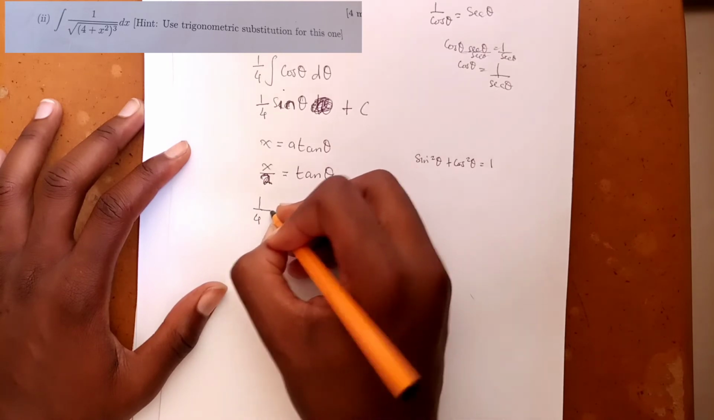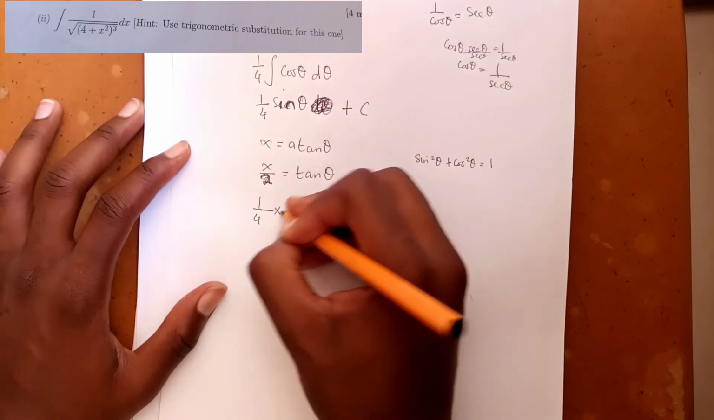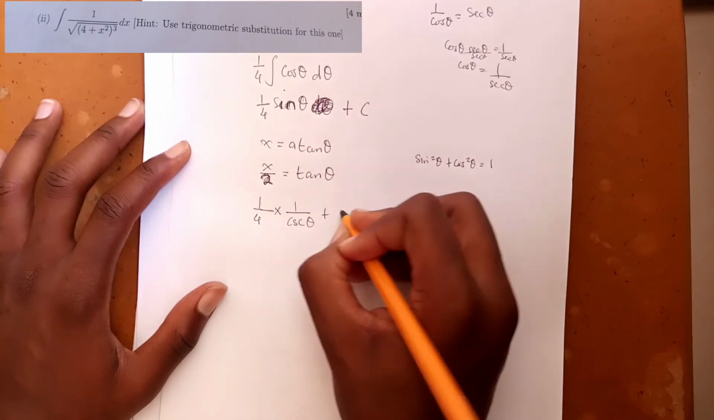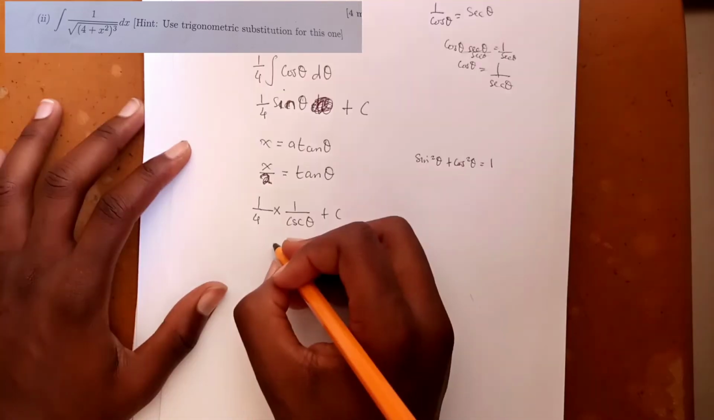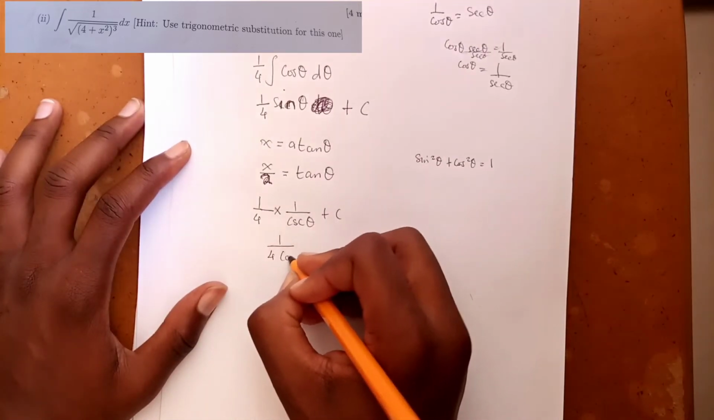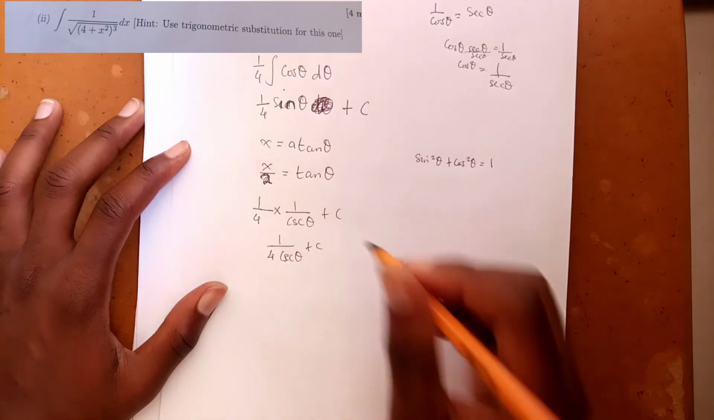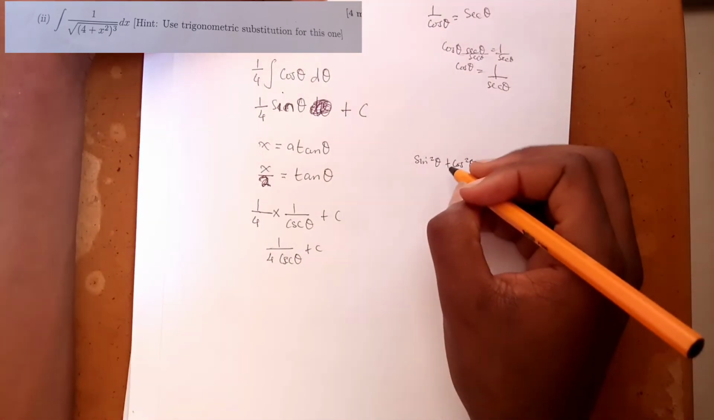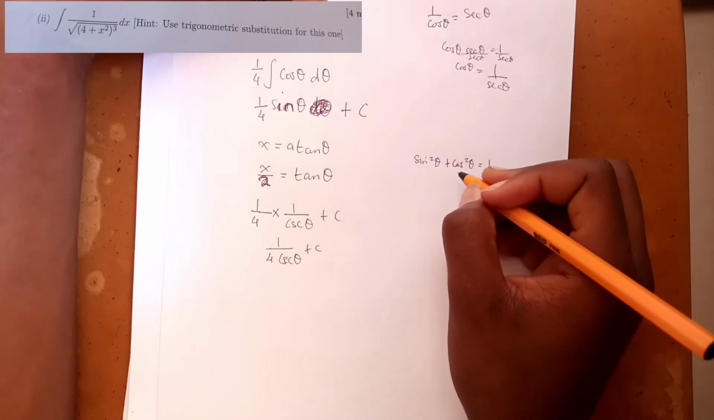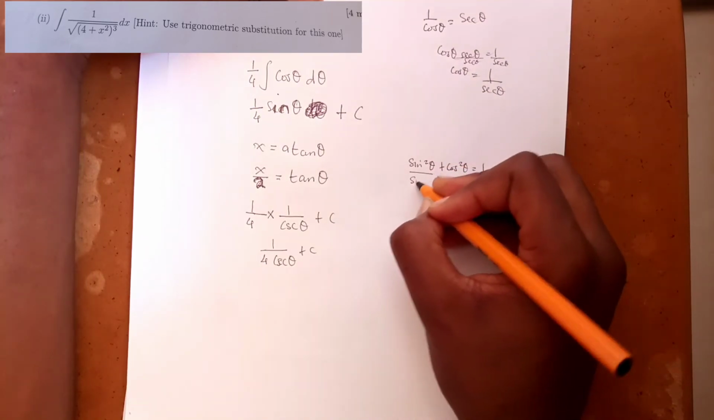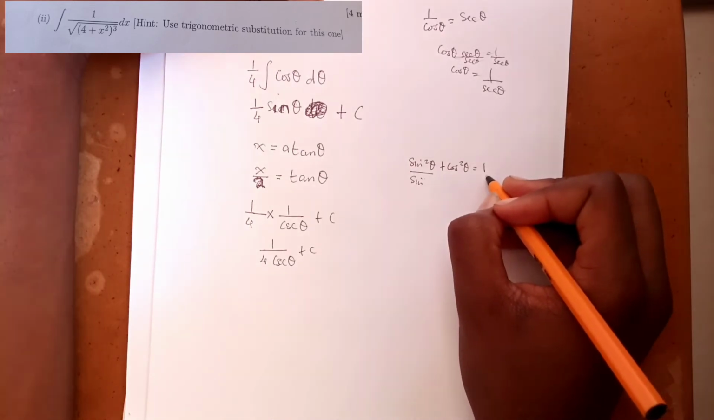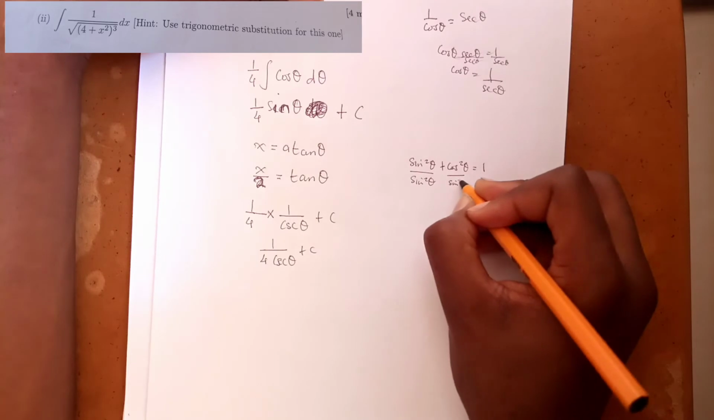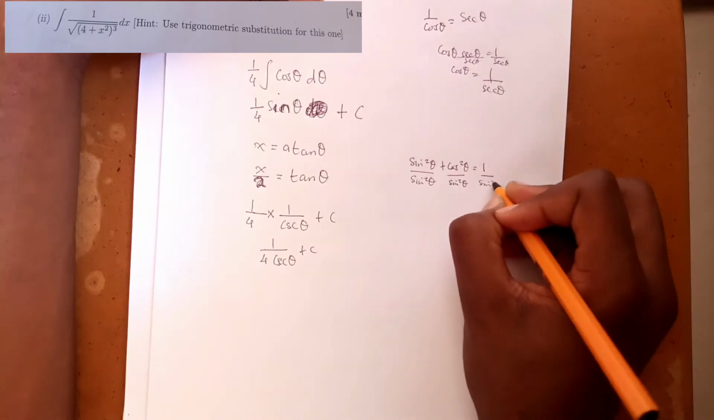Then this one, we'll try to take it to the denominator again. We'll say times 1 over cosec theta, because this is the same as that. So now we have 1 over 4 cosec theta plus c, and then we can relate cosec theta with tan theta, because remember, when we divide all sides by sine squared theta, so that when we have the 1 over sine squared theta, we have the cosec theta.